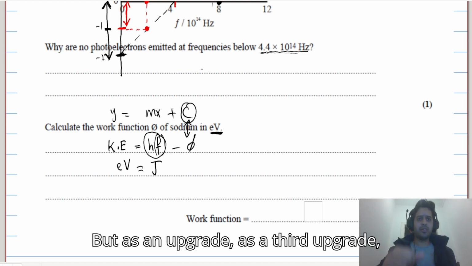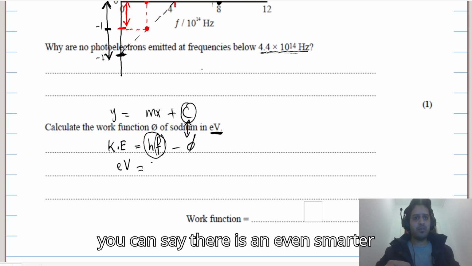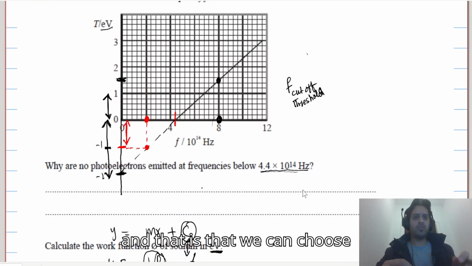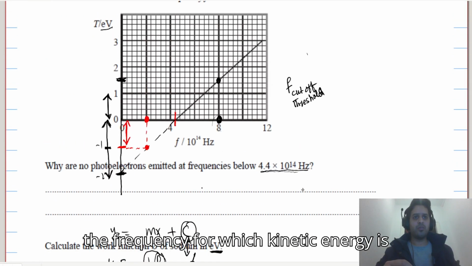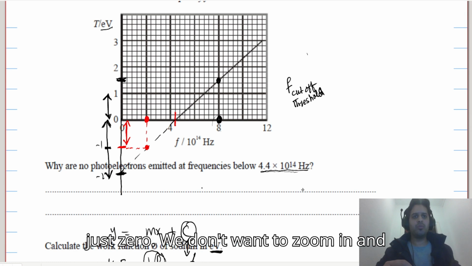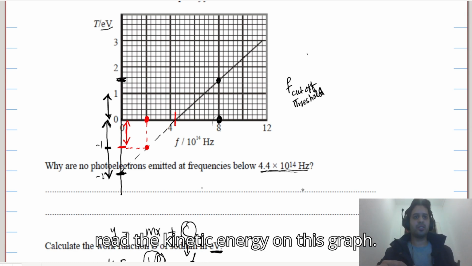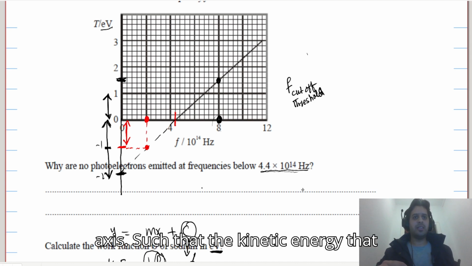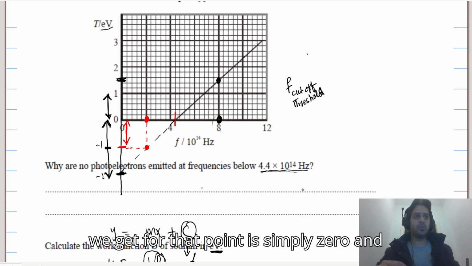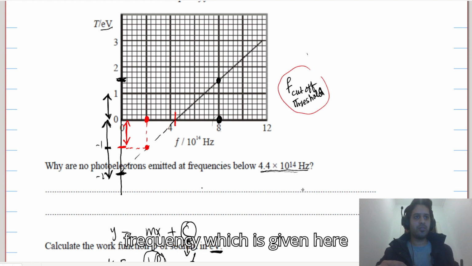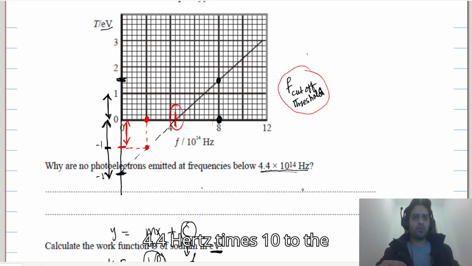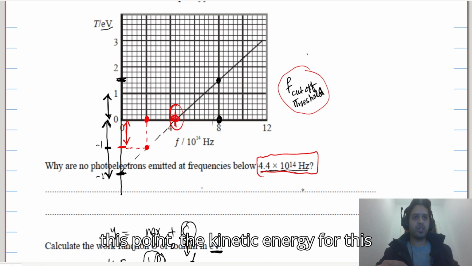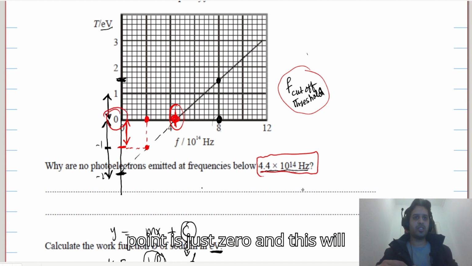But as a third upgrade, there is an even smarter method to solve this question. And that is that we can choose the frequency for which kinetic energy is just 0. We don't want to zoom in and read the kinetic energy on this graph. We'll just pick a point on the frequency axis such that the kinetic energy that we get for that point is simply 0. And that point is actually this cutoff frequency, which is given here, 4.4 times 10 to the 14 hertz. And you can see if you choose this point, the kinetic energy for this point is just 0.